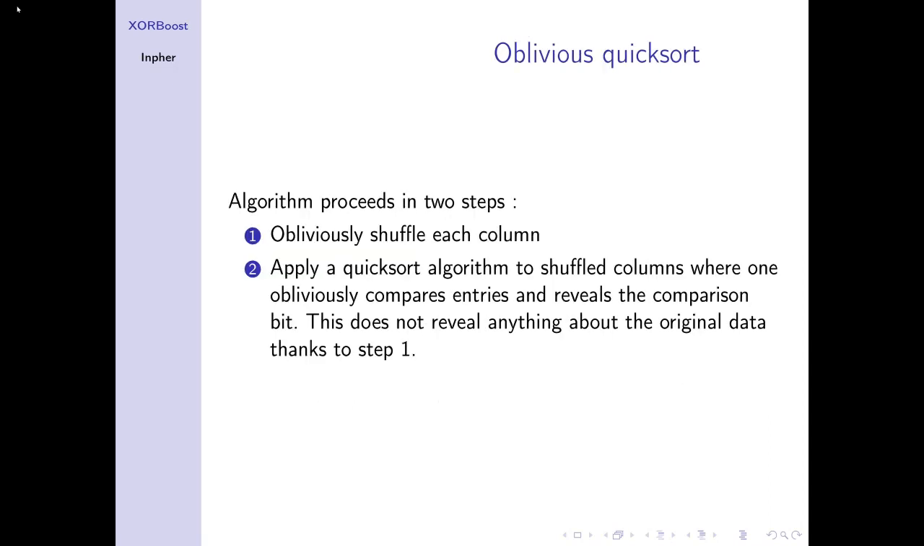So I mentioned that we need a sorting permutation. This is going to be done through an Oblivious quicksort. Here's a quick overview. So first of all, for each column, you apply a uniformly random permutation. And then you apply the quicksort algorithm. You need to do comparisons with the pivot. You will not reveal the values of the array that is to be sorted, but instead you will reveal the result of these comparisons. And by the fact that you apply the uniform random permutation, this does not reveal any information about the original data.